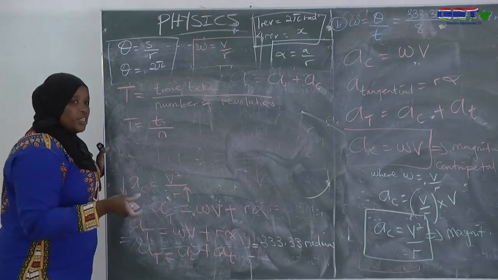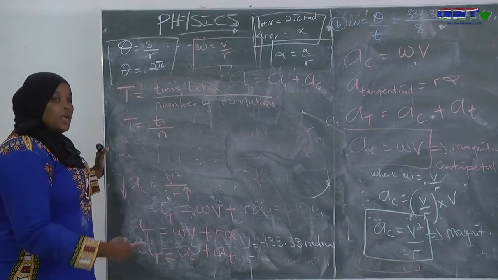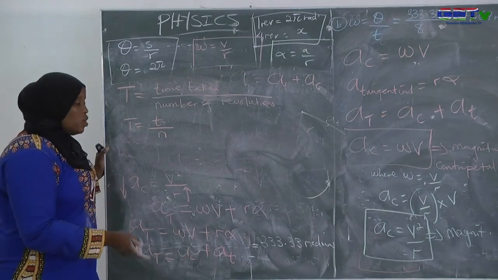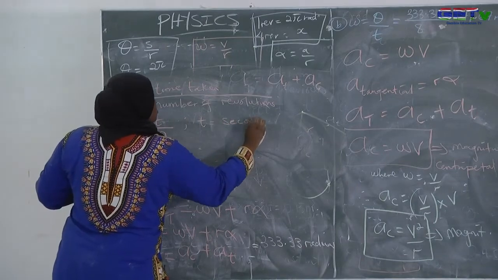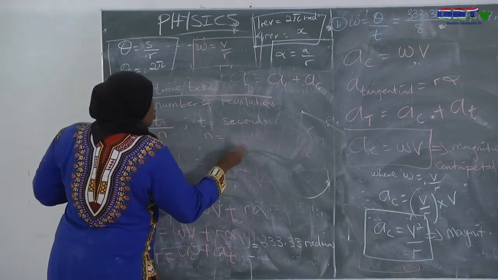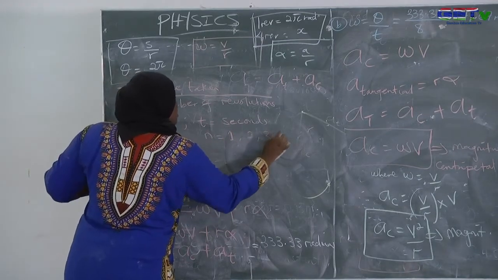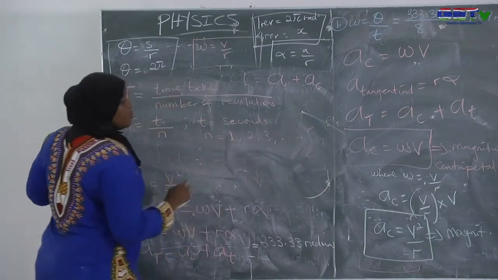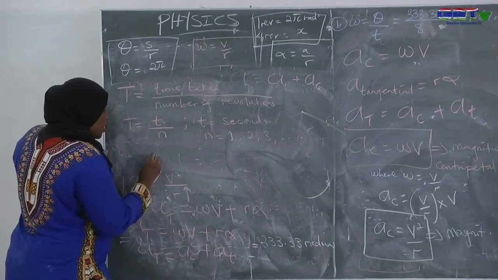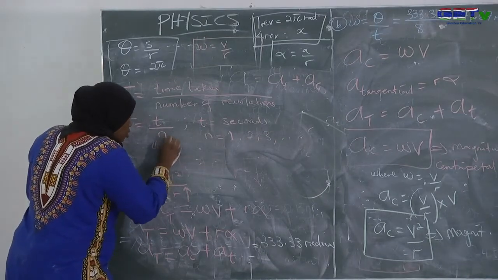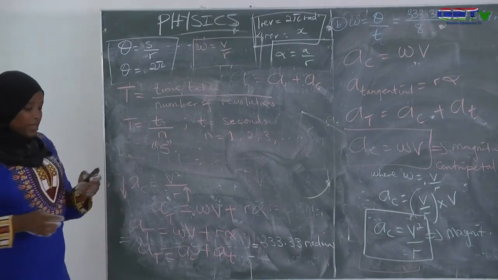n does not have a unit because it is just counting. It is indicating the number of times an individual has gone around a circle. So small t is measured in seconds, and n has no unit because it is just numbers. It can be 1, 2, 3, and so on. Exactly, it has no unit. Therefore, the unit of period is just seconds. Is that clear? Good. And that's the mathematical expression.